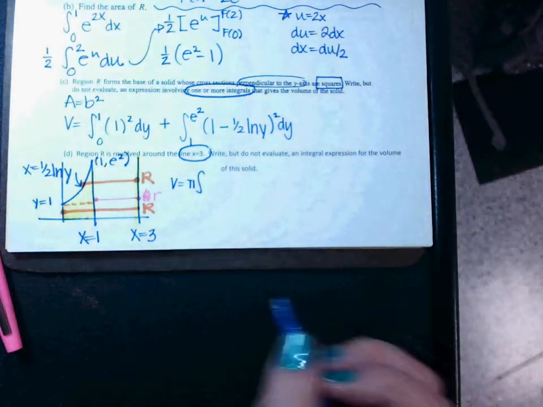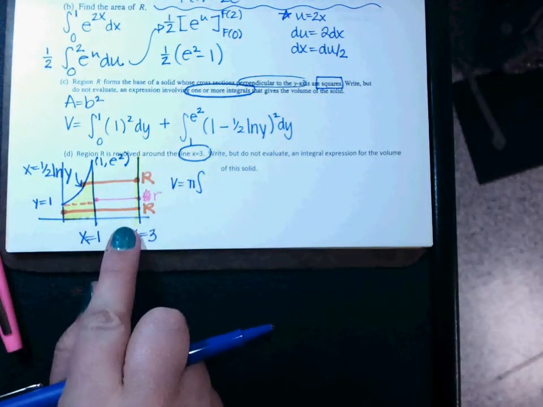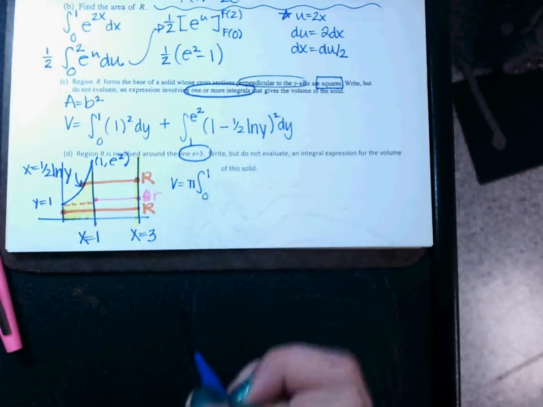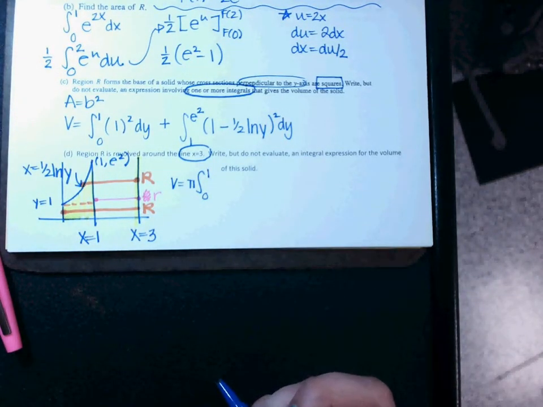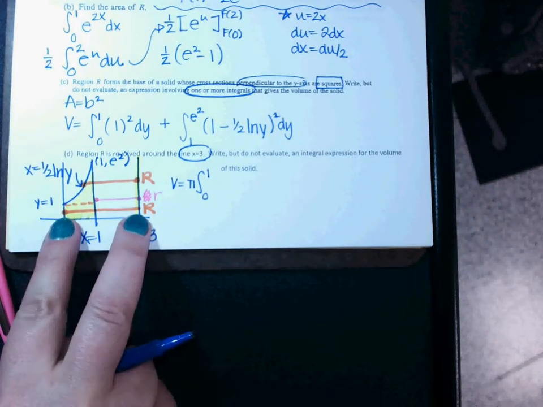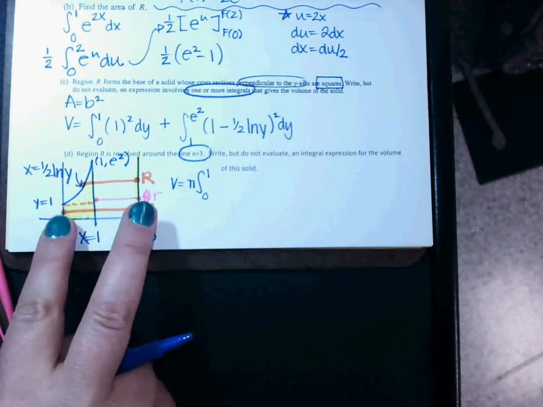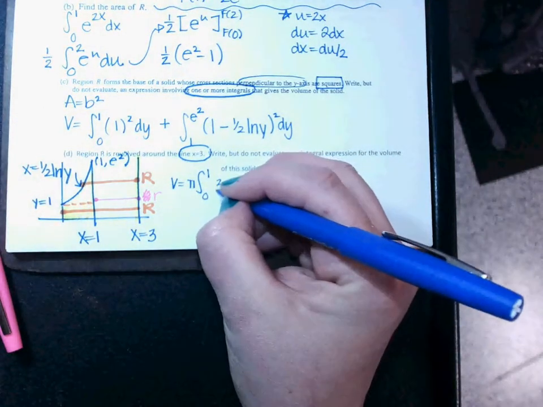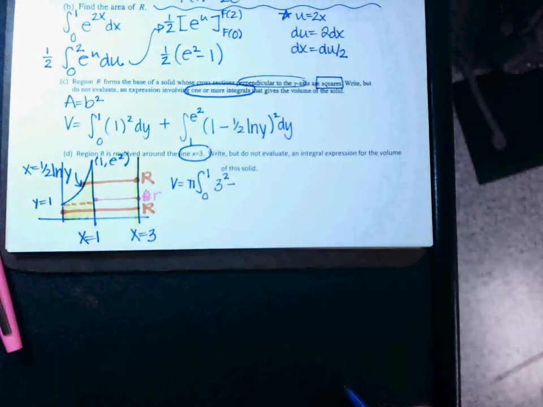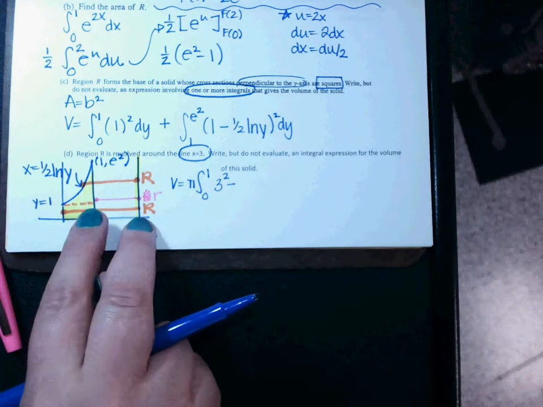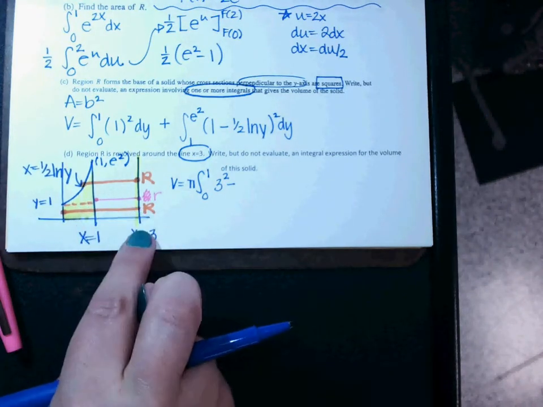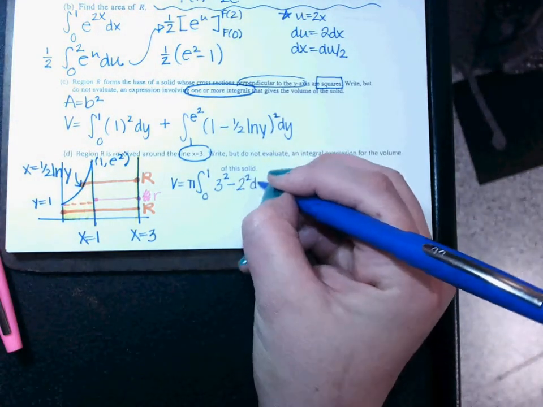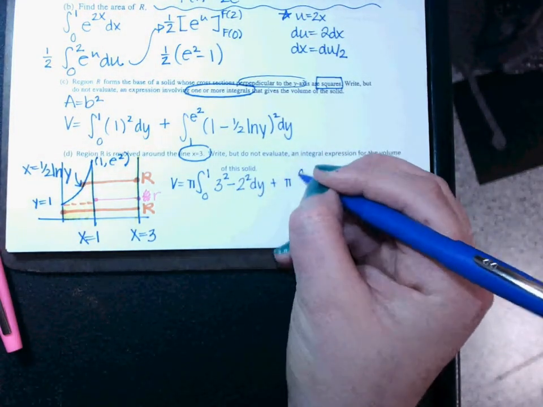Okay, so let's do this bottom chunk first. Pi integral from 0 to 1, because we're just doing the bottom half. And then what's my capital R squared? Right minus left. So 3 minus 0, so that'd just be 3 squared, minus what's my inside function? 3 minus 1, which is 2 squared, dy.